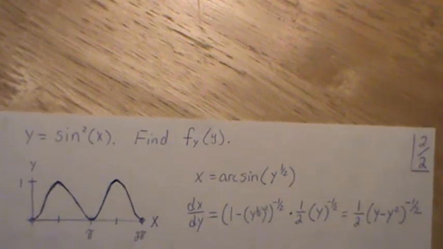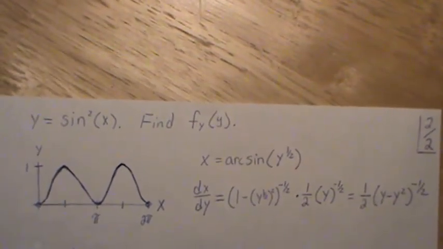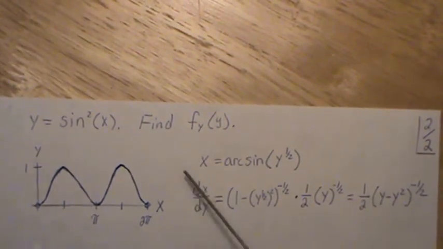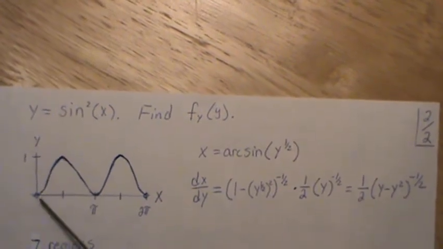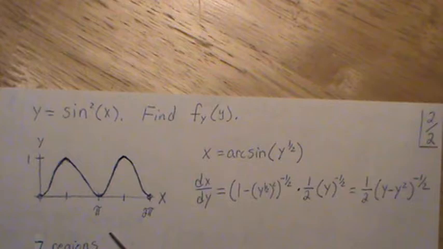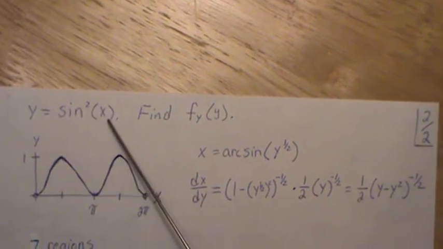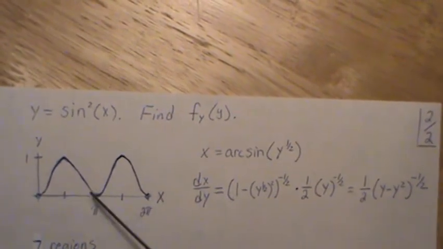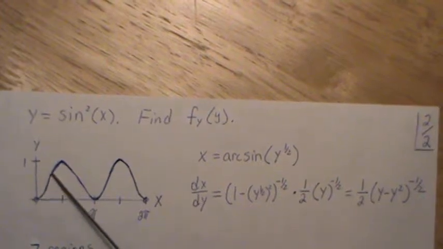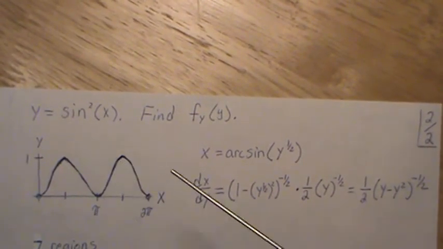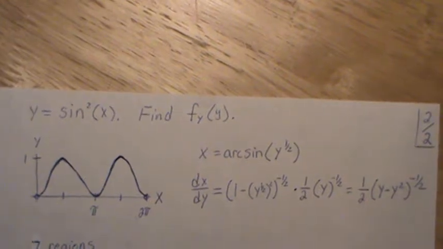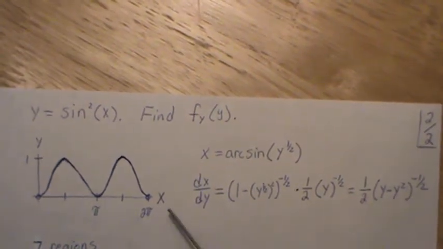So now let's look at y equals sine of x, quantity squared. We want to find the density of y. Well, this is the graph, right? So normally the sine of x does this, but then we're squaring it as we go. So then we get something that looks like this, right? Because when you square something, it's always 0 or more, so it's always non-negative.